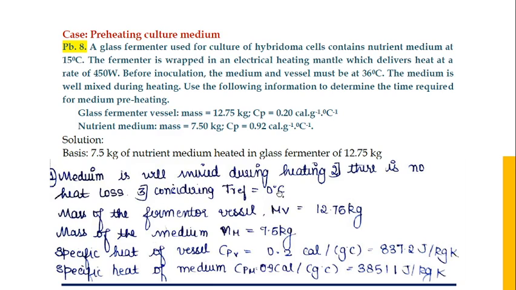Let us consider the reference temperature as 0 degree Celsius or 273 Kelvin for our analysis purpose. Mass of the fermenter and mass of the medium, we'll note it down. We'll give a notation here: V for vessel, M for the medium. Capital M for the mass. And specific heat of the vessel and the medium, let us write it and let us convert that unit. So calorie to joule, you have to multiply by 4.186, gram in the denominator, so you have to multiply with 1000, right? So you end up with 837.2 joule and 3851.1 joule per kg Kelvin.